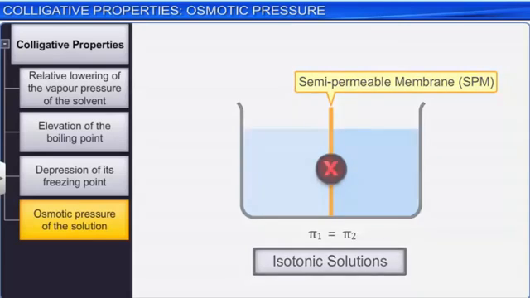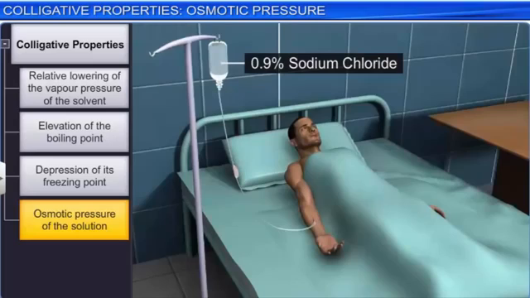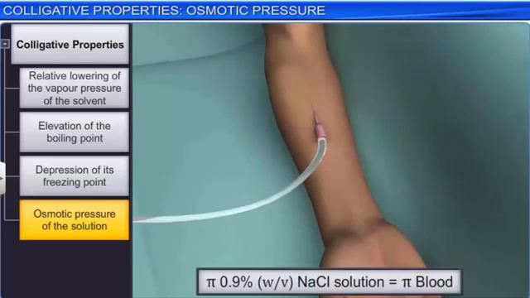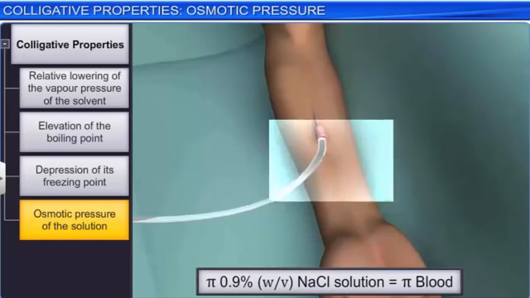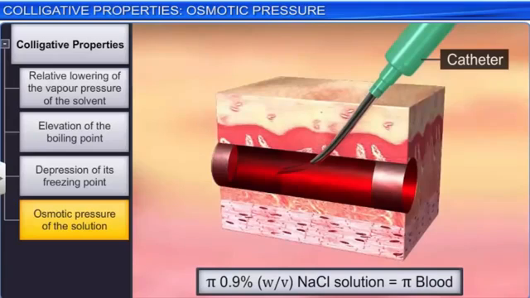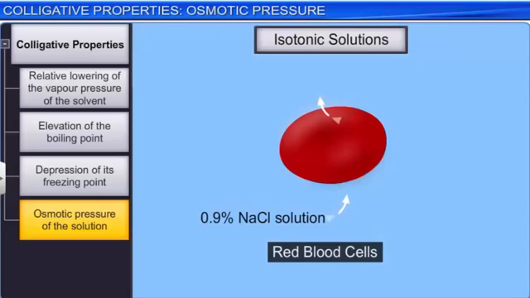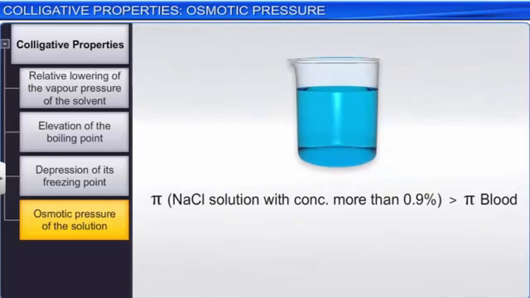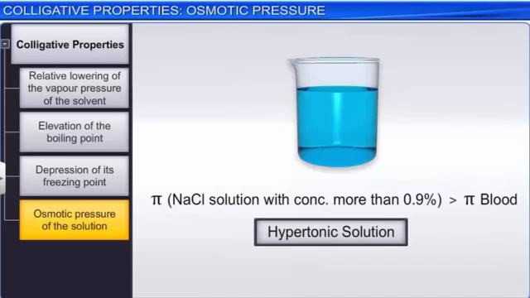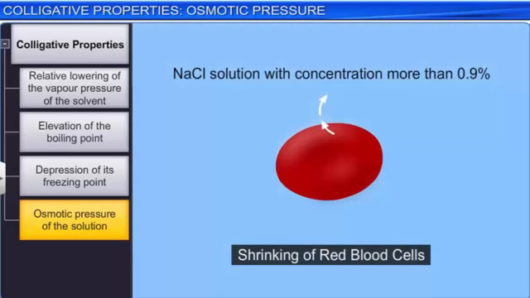It is because of this reason that in an intravenous injection, 0.9% mass by volume sodium chloride solution, called normal saline solution, is used, since it is isotonic with the fluid inside the red blood cells. A pure sodium chloride solution with the concentration more than 0.9% mass by volume is called a hypertonic solution. And red blood cells shrink when placed in this solution.